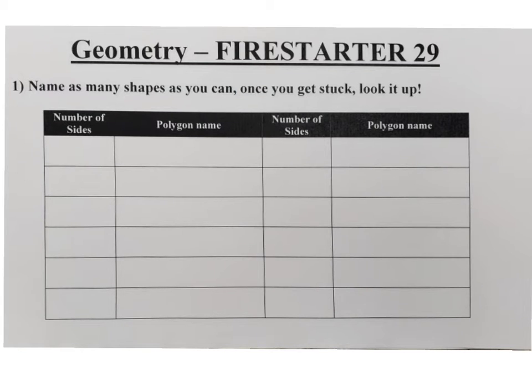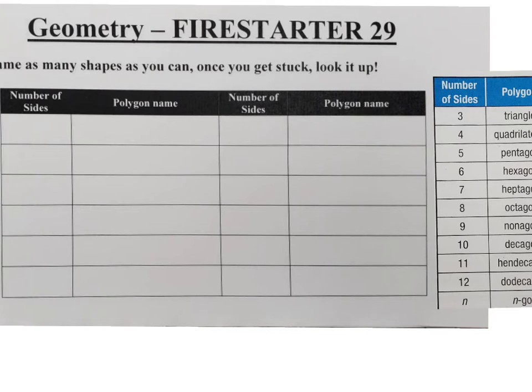All right, Firestarter 29, really easy. I'm just going to add a picture. It's going to make things super easy. All right, look, so the least amount of sides you can have on something is 3 for a triangle.